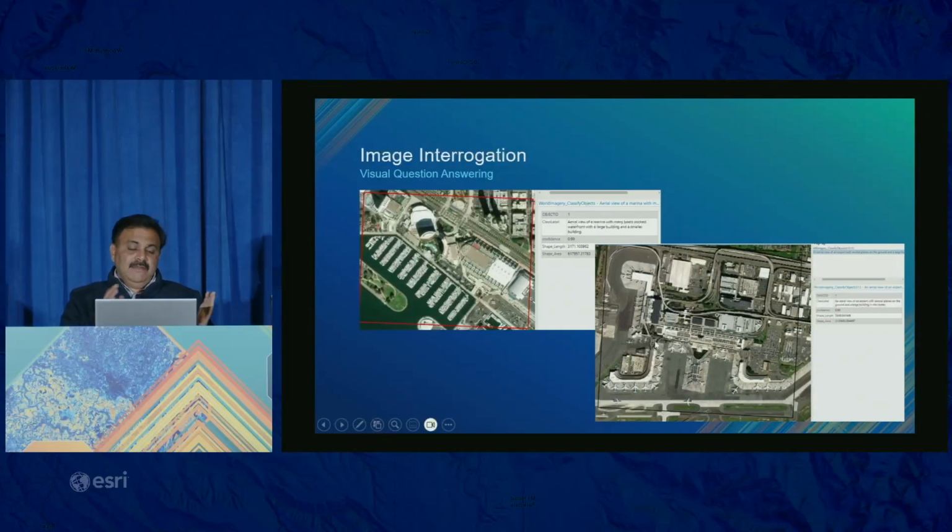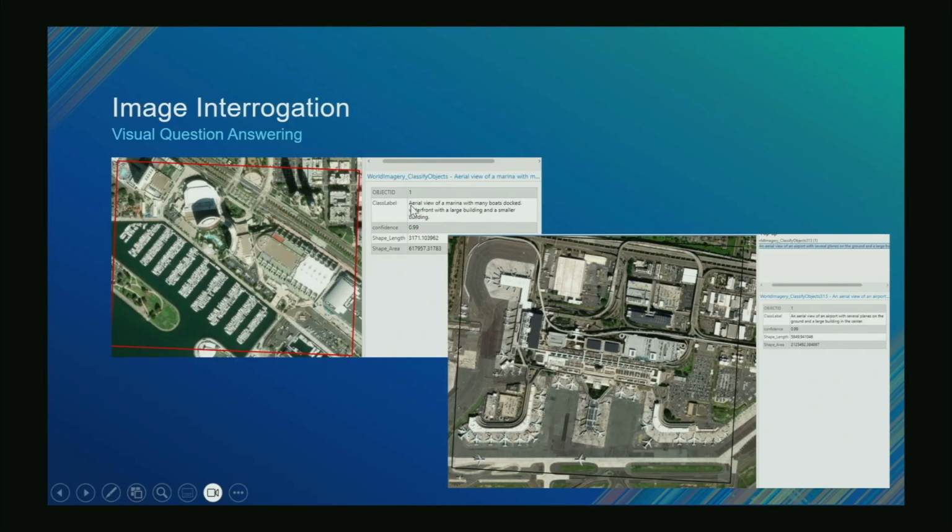And then that was for classification, but you can use this approach or another model called image interrogation to ask any questions of images and have it answer, like, what do you see in this image? So here it's replied that it sees an aerial view of a marina with many boats docked on the waterfront with a large building, that's the San Diego Convention Center and the Marriott Hotel, and a smaller building.